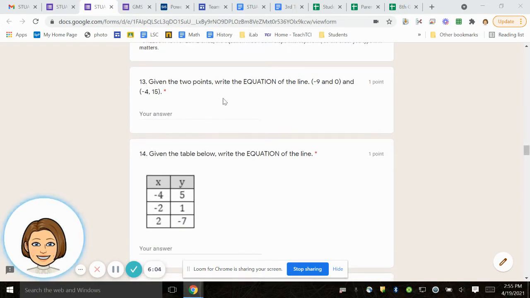Number 13, you're going to write the equation for these 2 points, negative 9, 0, and negative 4, 15. First things first, find slope of the 2 points, and then find the y-intercept by substituting one of the points into your equation.